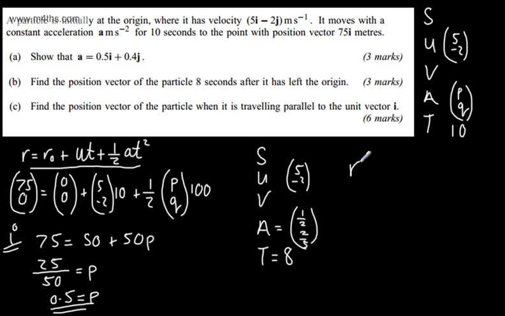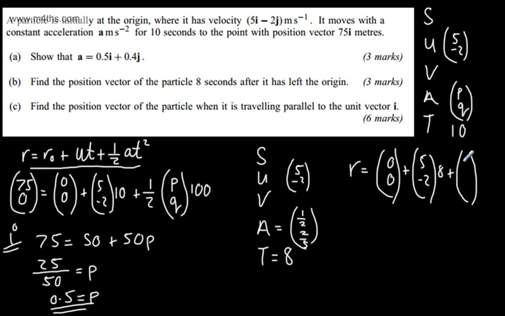So I'm going to have where it ends up, r, is where it started, adding this in, (0, 0), plus u, which is (5, -2) multiplied by the 8, plus 1/2 of a, which is going to be 1/4, and I'm going to write this in as 1/4, and then we're going to have 1/5, multiplied by t squared, which is going to give me 64. Just be a little careful, I'm doing this as I go because I'm running out of space, but essentially that's what we would have. So again, if you wanted to look at this as r, you could write p, q here, and that will give us the position.